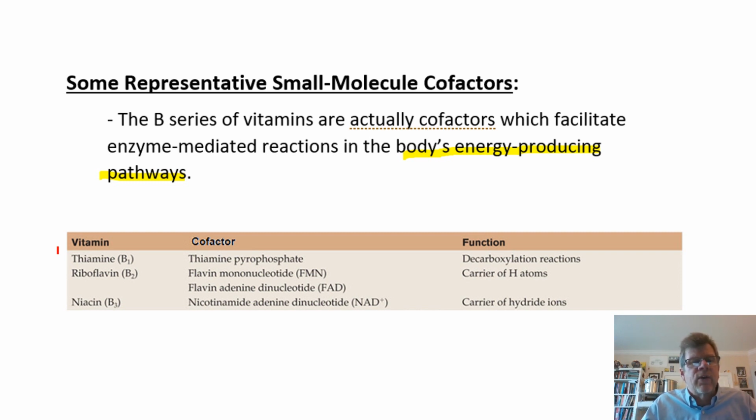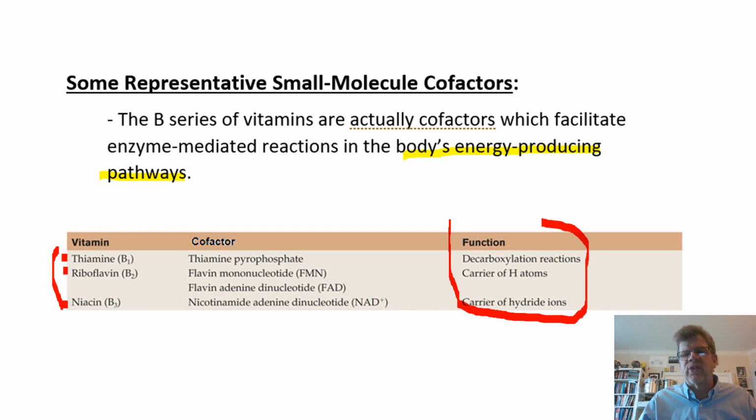Three of these cofactors, these small molecules I show right here, vitamin B1, vitamin B2, vitamin B3, they have their actual names to them: thiamine, riboflavin, and niacin. And importantly, now they all have a function. This function over here, it's not that important what the function is. We'll be talking about that in future units of studies. But notice that the actual vitamin is not the cofactor. And we'll see that on the next slide.